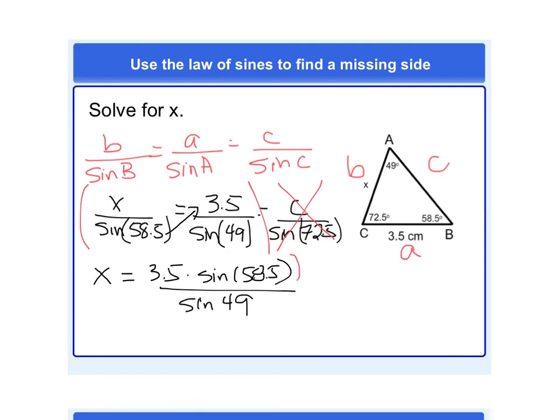Again, remember when you do this on your calculator, the numerator has to be in brackets to make sure the calculator does it properly. And solve for x. So if you put this properly in your calculator, you should get 3.95, and our units here are centimeters.